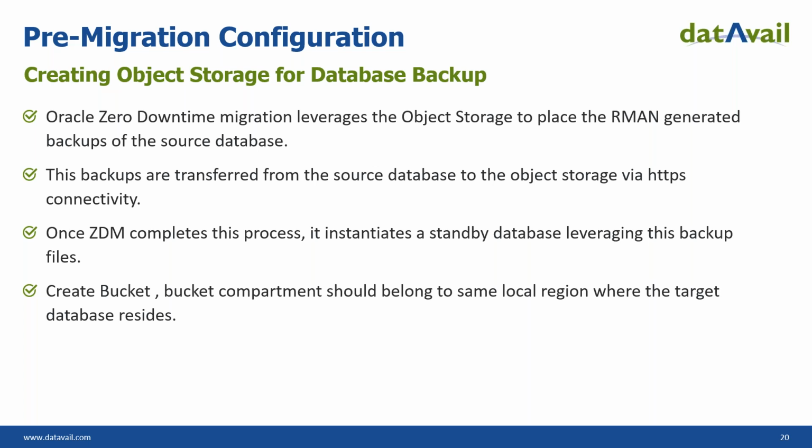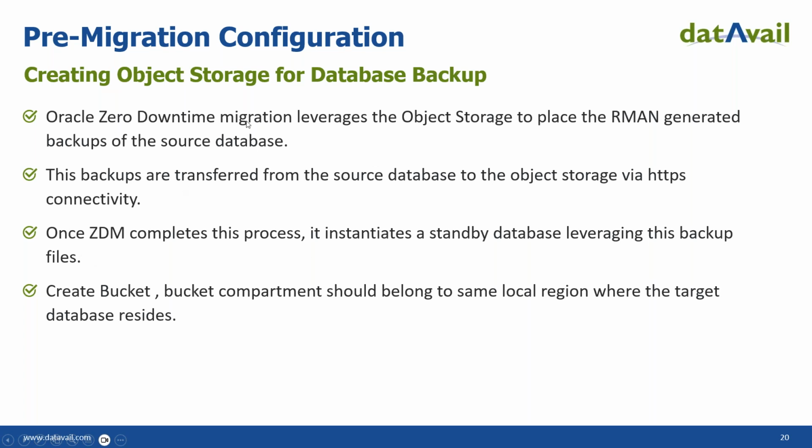And here is how we need to create the object storage for the database backup and to generate the admin backup files. These backups are transferred from the source database to object storage by HTTP connectivity, and that's why we need port 443. And once JDM completes this process, it instantiates the standby database leveraging this backup file.